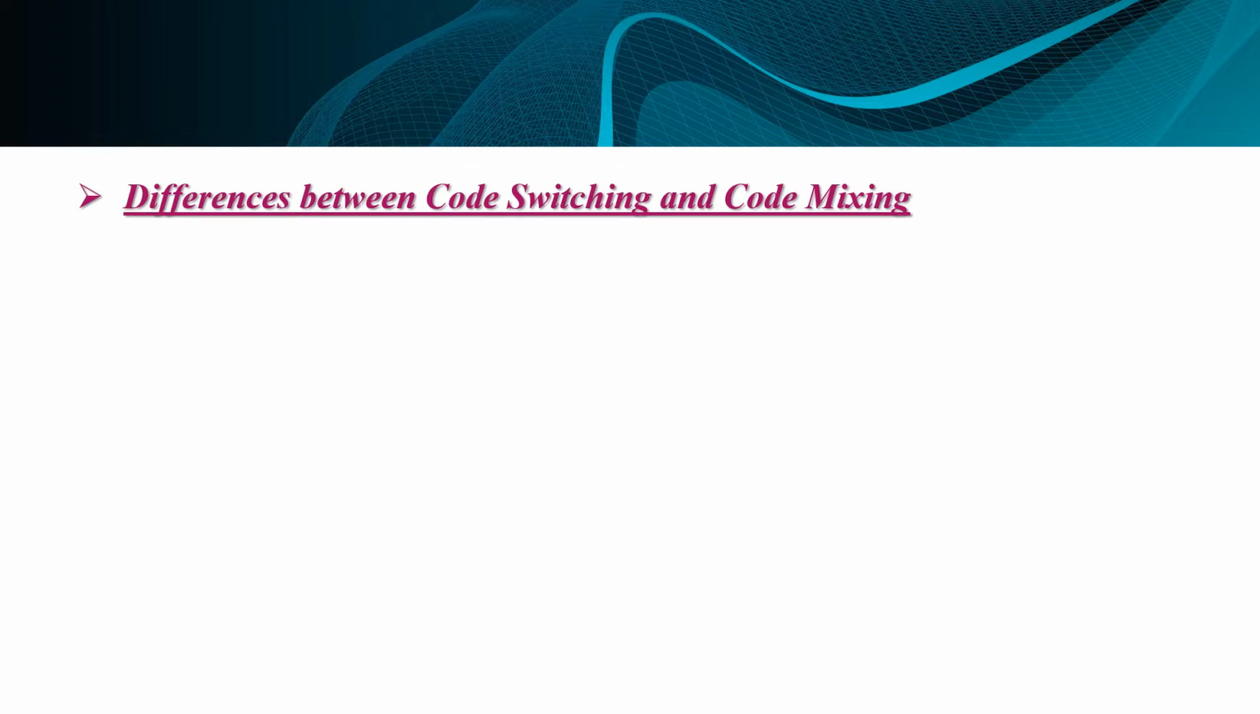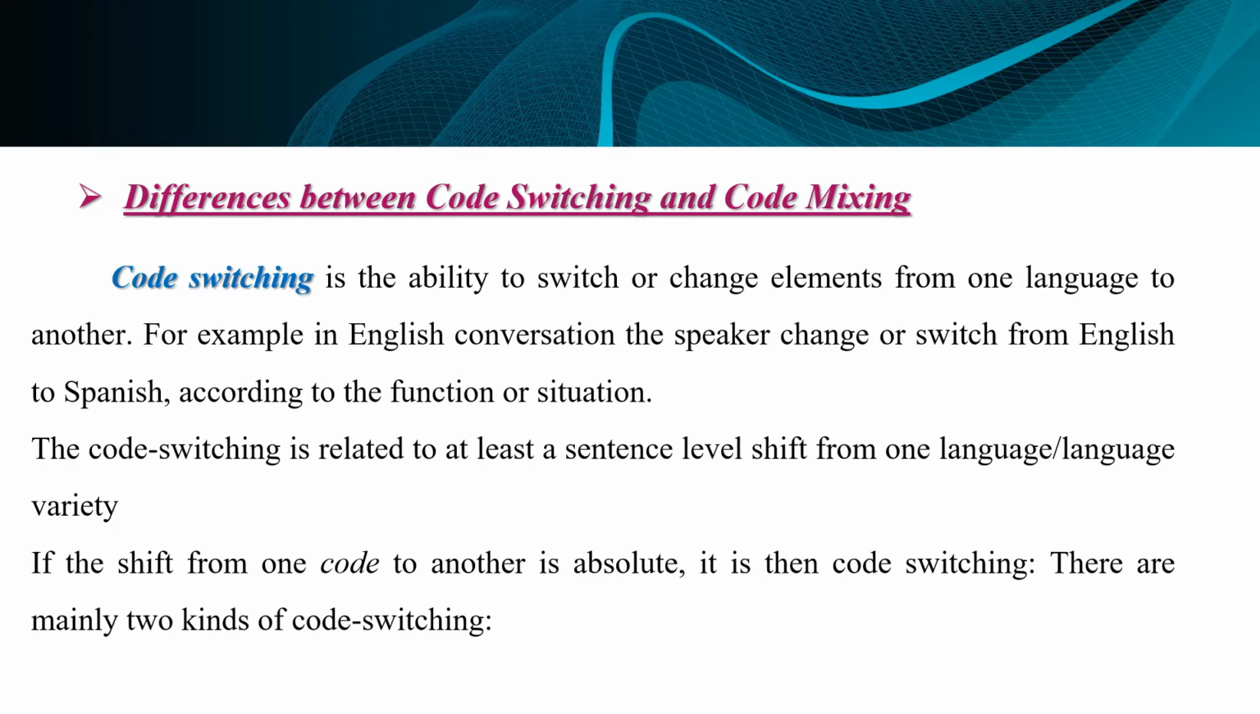Now, the differences between code switching and code mixing. Code switching is the ability to switch or change elements from one language to another. For example, in English conversation, the speaker changes or switches from English to Spanish according to the function or situation. The code switching is related to at least a sentence level shift from one language variety. If the shift from one code to another is absolute, it is then code switching. There are mainly two kinds of code switching.